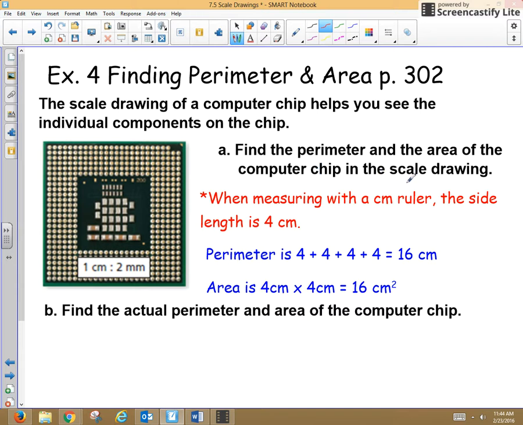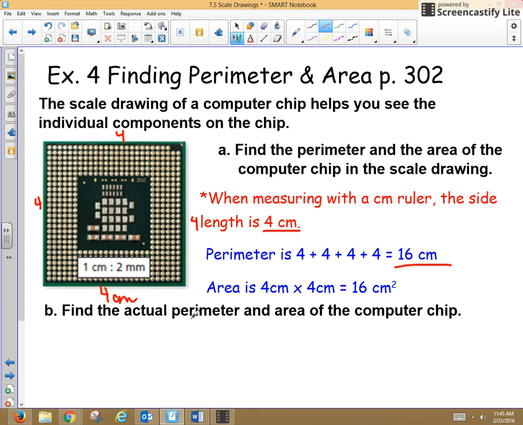So looking in our book, if you have a ruler, please measure it. When I measure the side length, I get 4 centimeters. So when I find the perimeter, I just add up 4 plus 4 plus 4 plus 4, which equals 16 total centimeters, as you see here. To find the area, you multiply length times width. So 4 centimeters times 4 centimeters is 16 square centimeters. So that's the total area. Now, this is of the scale drawing.